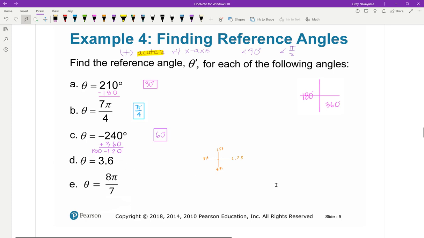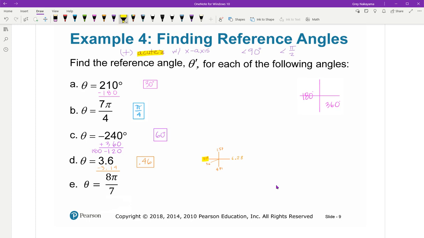So surely you can tell me that that falls down here in the third quadrant. So what am I going to use to subtract? I'm going to use pi, or 180, but I have the decimal because they gave me a decimal. So I'm going to subtract 3.14, and I'm going to get an answer of 0.46. And pi over 2, as you can see from our diagram, is 1.57.